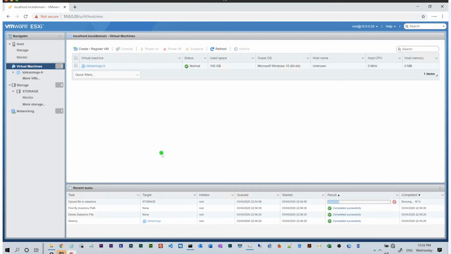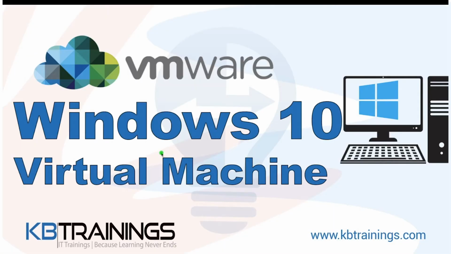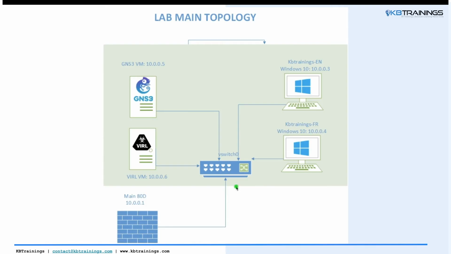So while it's uploading, let me show you what our design is going to look like. So this is what our design is going to look like. I already installed the French version of Windows 10. So right now I'm installing the Windows 10 English version. And after that, I'm going to install a GNS3 VM, and then I'm going to finish with the Viral VM as well. In the Windows 10 workstation, I'm going to install Packet Tracer and GNS3, of course.